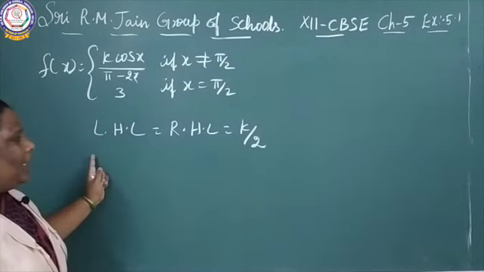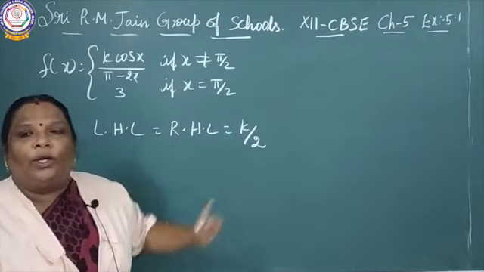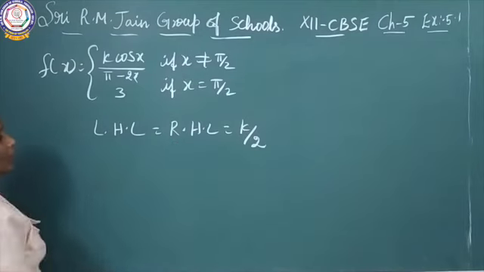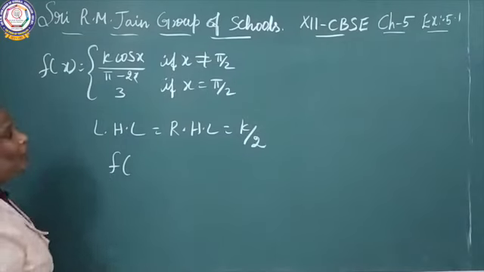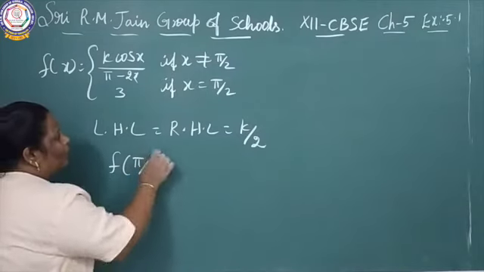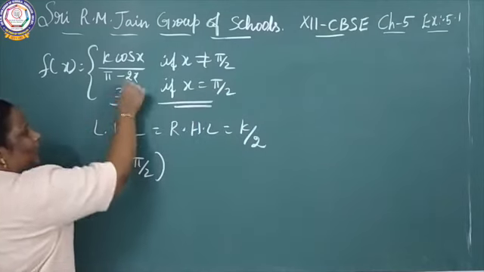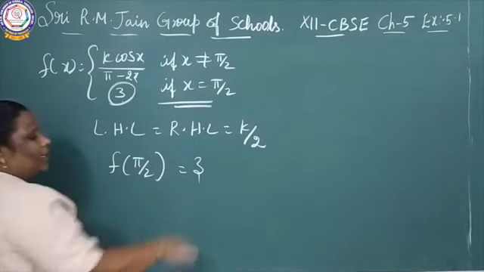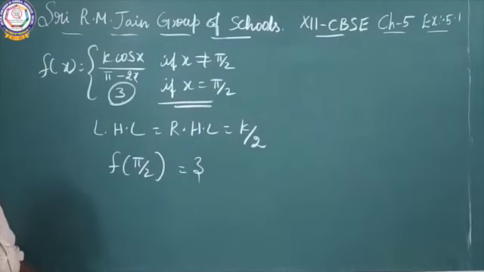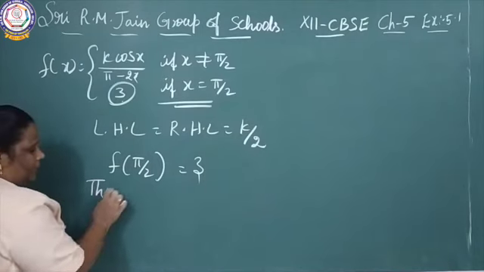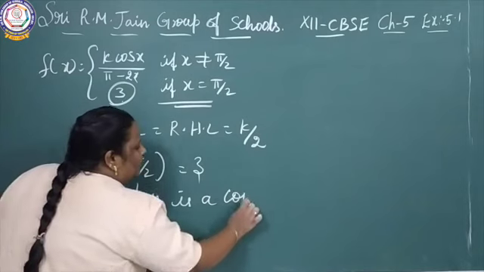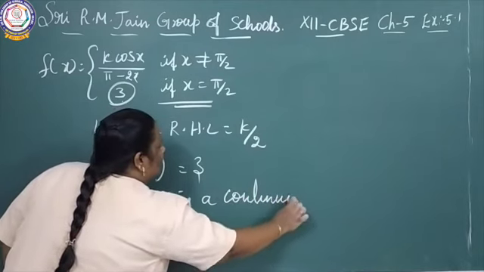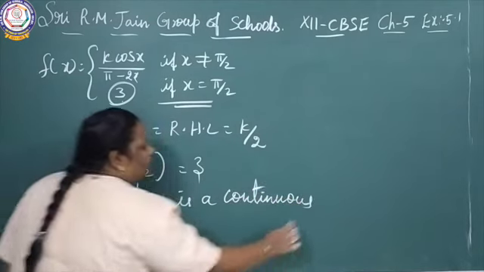Left hand limit equals right hand limit equals k by 2. Now we can check the value of f of x at x equal to pi by 2. What is the value given? 3. The function is a continuous function.